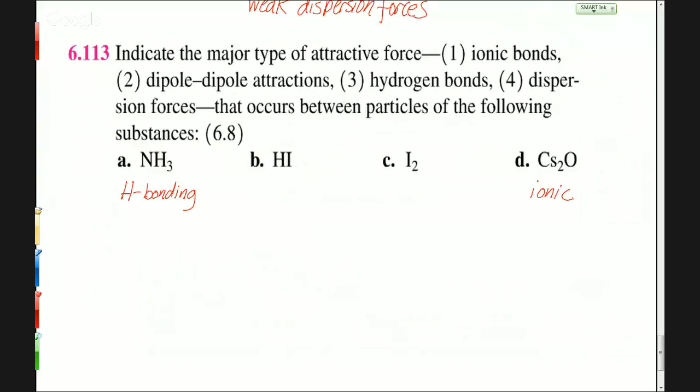Speaking of which, how would you name that ionic compound? That's a little review of that stuff. CS is cesium. So what would you call that?